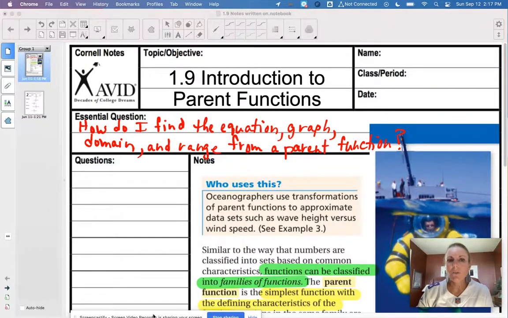Lesson 1.9, Introduction to Parent Functions. Please write down the essential question. How do I find the equation, graph, domain, and range from a parent function?